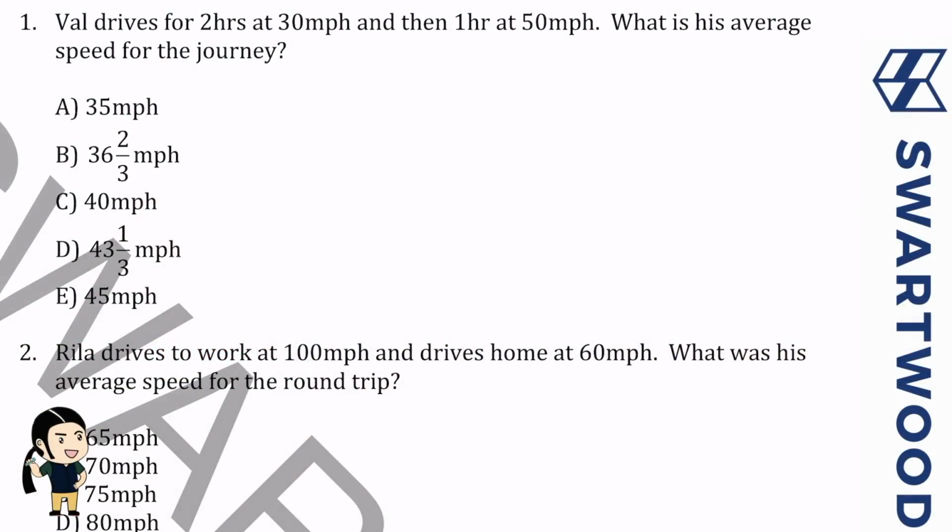Let's look at this quiz. Val drives for 2 hours at 30 miles per hour and then 1 hour at 50 miles per hour. What is his average speed for the journey? So this is definitely sort of a DAT classic, right?